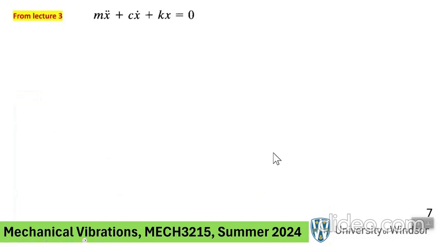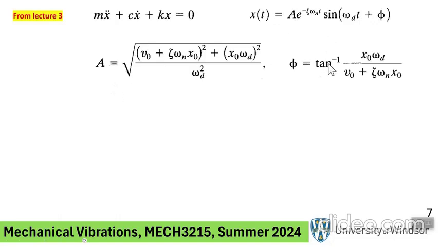And now we go get the mother of all solutions. Remember, this is a damped free vibration. The solution came out to be like that. We have to find big A, and we have to find phi. Everything else we know here. And there were formulas for big A and phi.